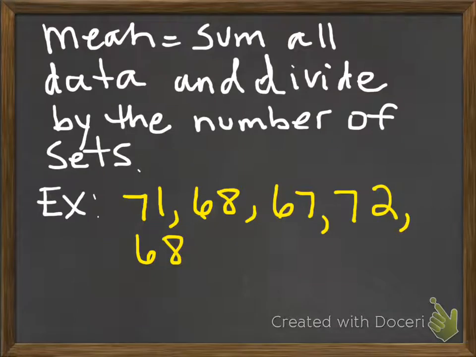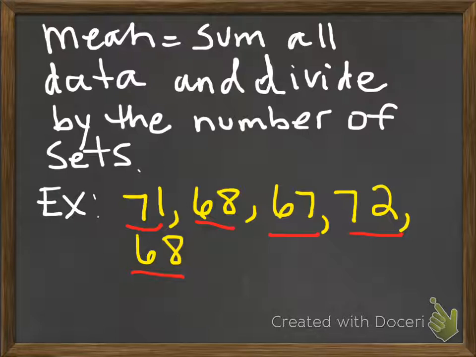Okay, going back to mean. The mean means you sum all the data and then divide it by the number of sets. Let's say you have this set of numbers: 71, 68, 67, 72, 68. These numbers can mean anything, but let's say they are your grades on certain tests, and you want to know the mean, what's called the average.